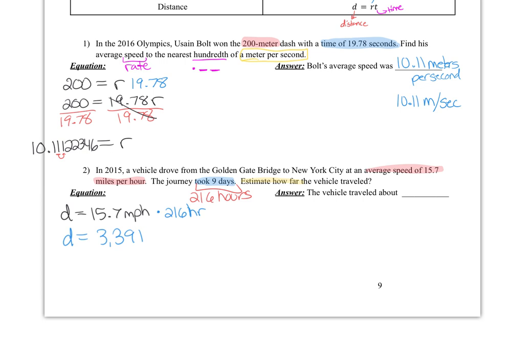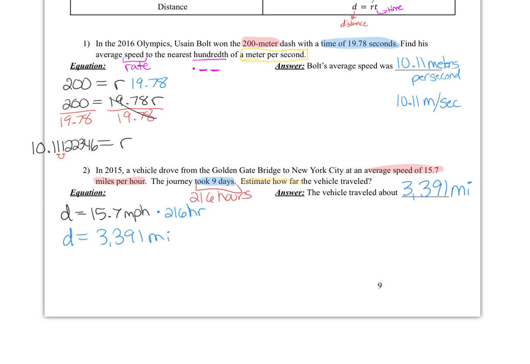No. What is it going to be? What unit? Just miles. Yep. You can write out the word miles. You can write it with MI for miles. That's the abbreviation. And we'll write it over here. 3,391 MI.